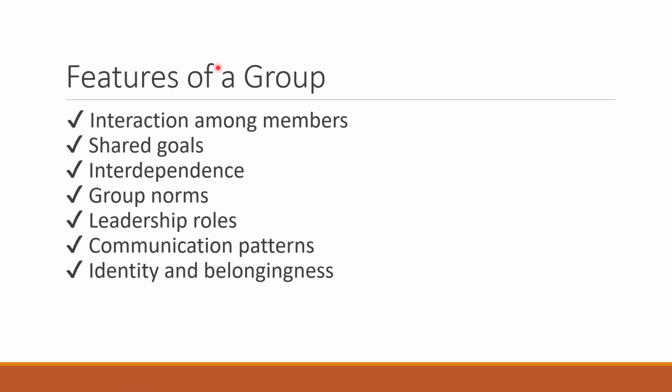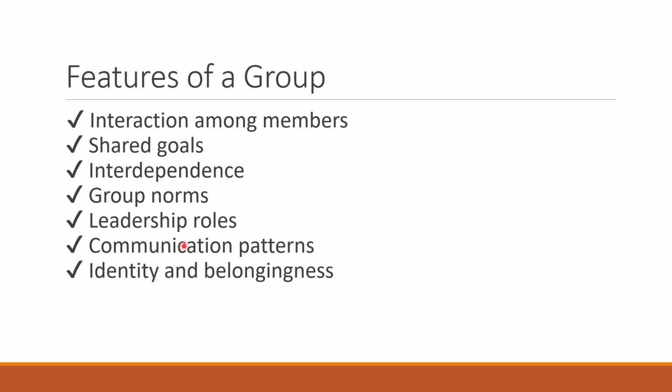Further, we need to understand that groups are always characterized by certain features. First is interaction among the members, which means the members of the group interact regularly. Second, they share common goals such as completing a project or solving a problem. Third, they develop group norms, which are informal rules about how members should behave. The fourth is that groups have roles and responsibilities, whether officially assigned or naturally developed.